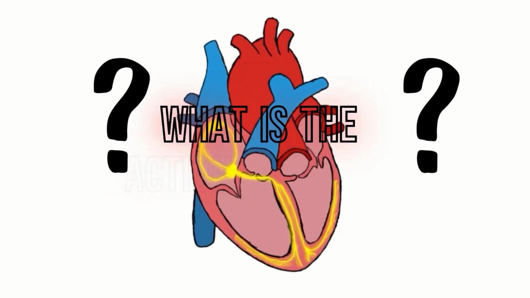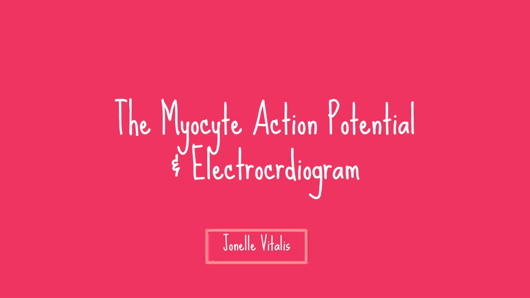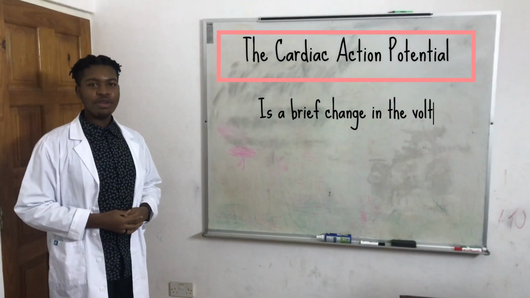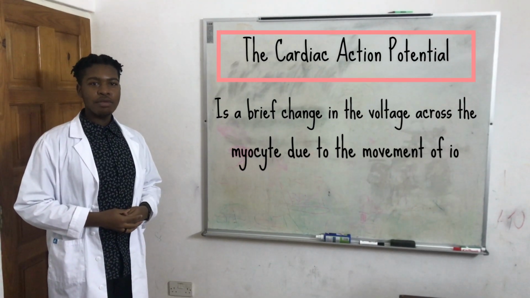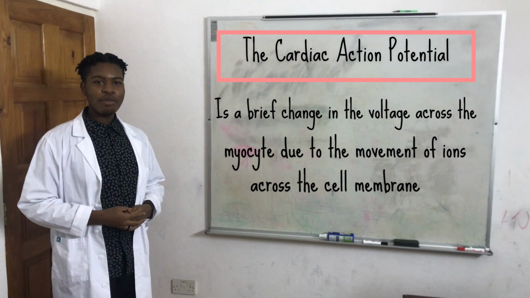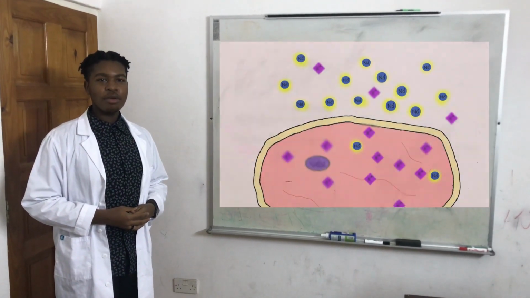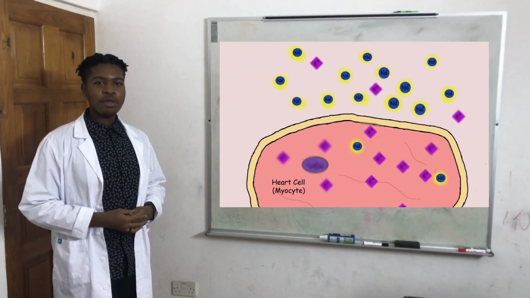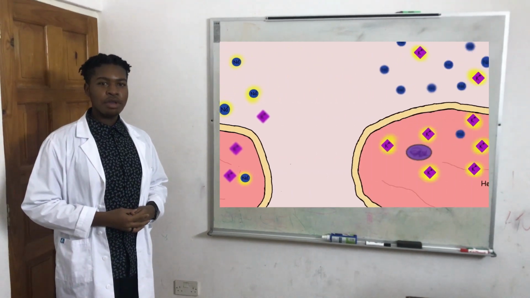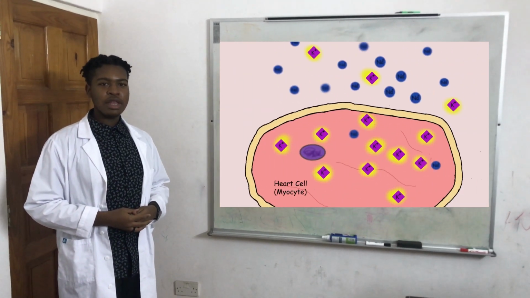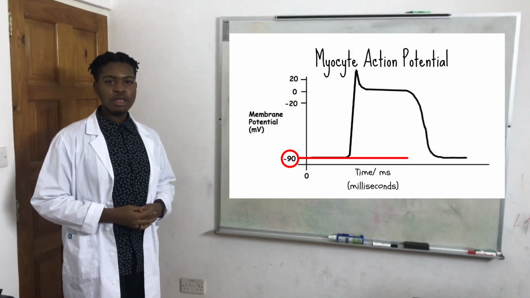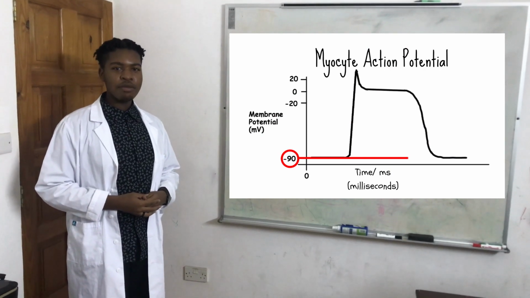But what is the action potential? The cardiac action potential is the brief change in the voltage across the myocyte due to the movement of ions across the cell membrane. At rest, there is a greater concentration of sodium ions outside of the myocyte, whilst there is a greater concentration of potassium ions on the inside. This gives a potential difference of about negative 90 millivolts.